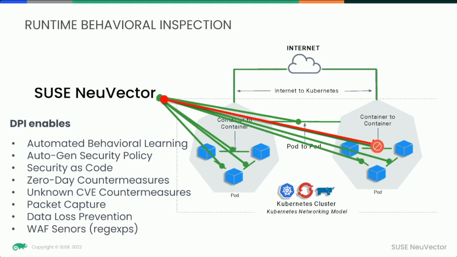Obviously, this allows us to do zero-day countermeasures and basically block things like unknown CVEs, and do nifty things like packet capture. If you ever try to do packet capture in Kubernetes, it can be a problematic thing to do, but it's really easy with NewVector. Additionally, it allows layer 7 things like WAF sensors or data loss prevention.